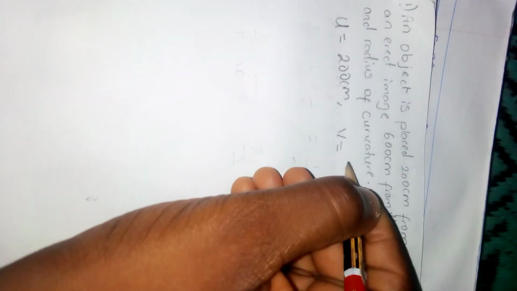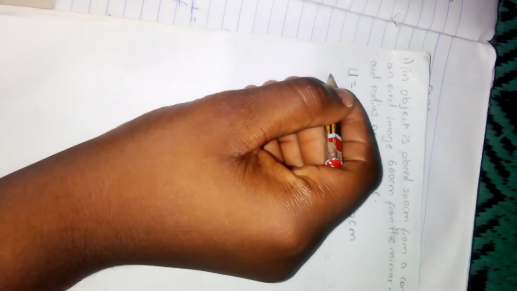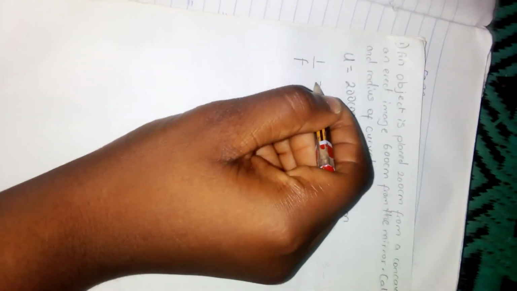They said it's a concave mirror and it produces an erect image. You have to note that your V will be negative because it produces an erect, or virtual, image. So you write that down: V equals minus 600 centimeters. Now we've been told to calculate the focal length of the mirror. Using our U and V, we use our formula, which says 1 over F equals 1 over U plus 1 over V.